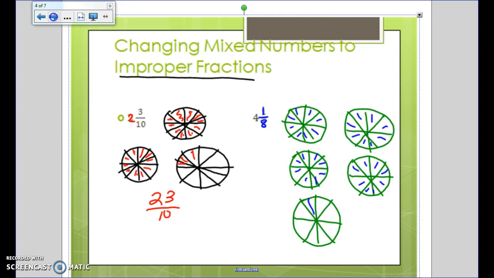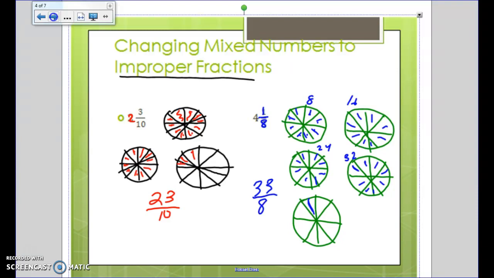So to change this to an improper fraction, I need to know how many total 1/8 pieces I have. And so probably you're like, Mr. Gillum, you don't have to count by ones. I said, well, you know, we're just learning this. So 1, 2, 3, 4, 5, 6, 7, 8. And I know that each of these has 8 pieces, so really I have 8, 16, 24, 32. And then on top of 32 1/8 pieces, I have another 1/8 piece. That makes 33 1/8 pieces.